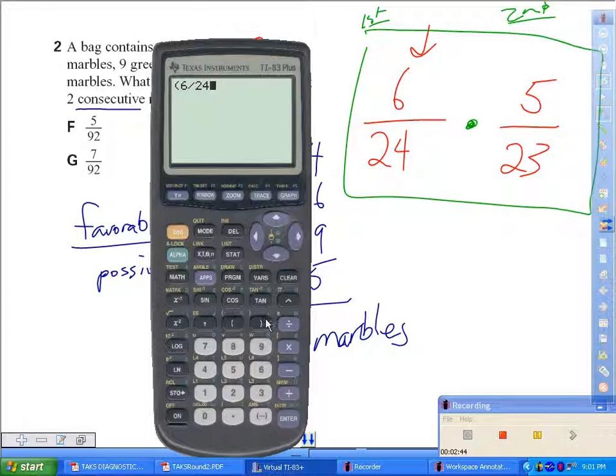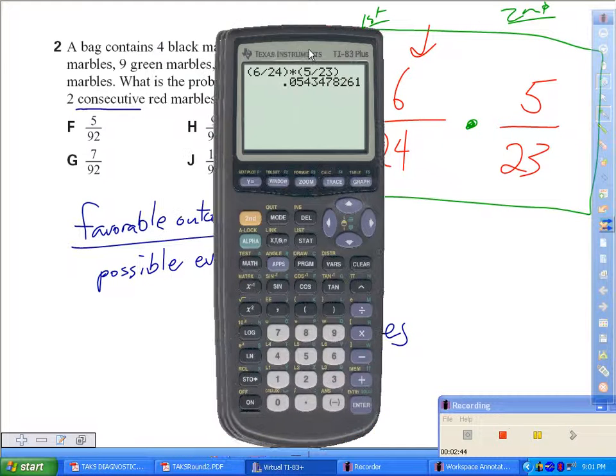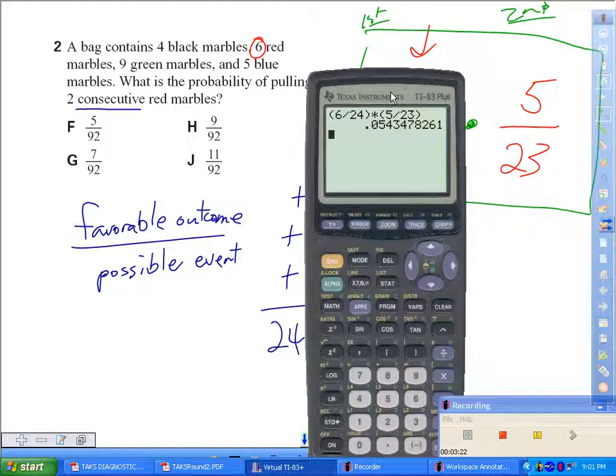So 6 divided by 24, to make that a fraction, I put this divide button right here. Close parentheses. Times, open parentheses, 5 divided by 23. Close parentheses. And hit enter. Ooh, that doesn't do me much good because those aren't in decimal form, are they? These are not in decimal form.